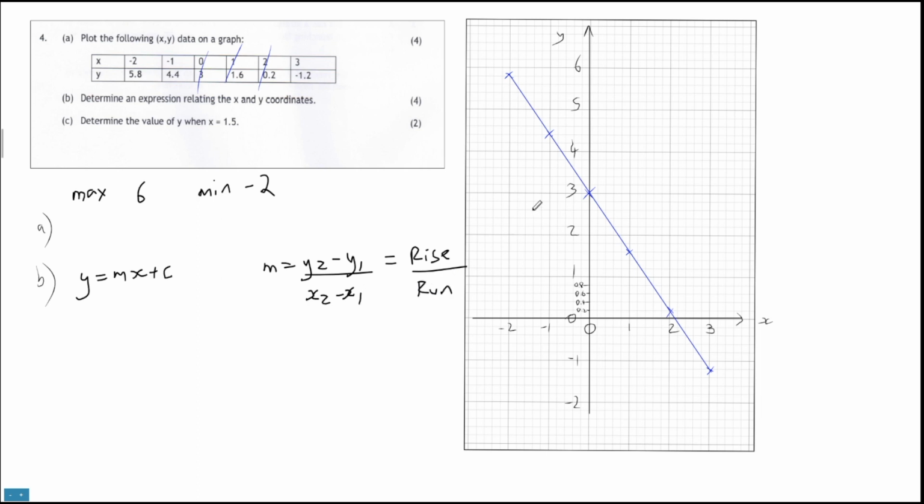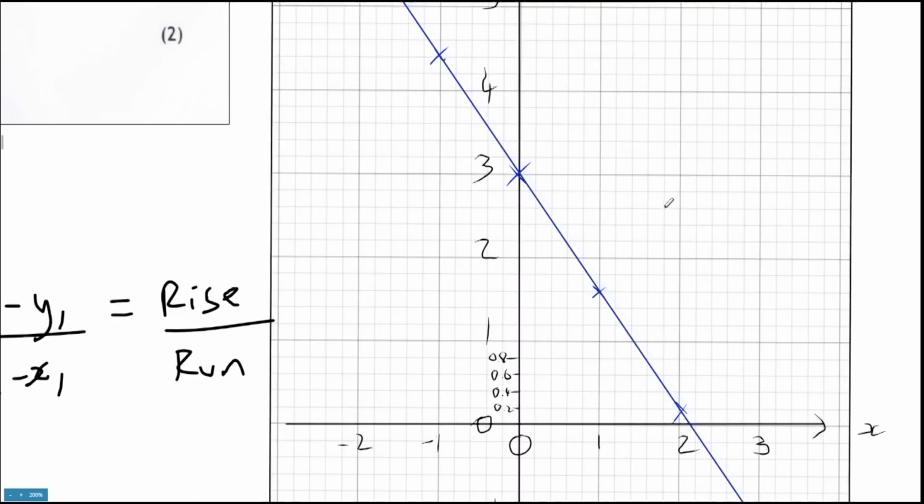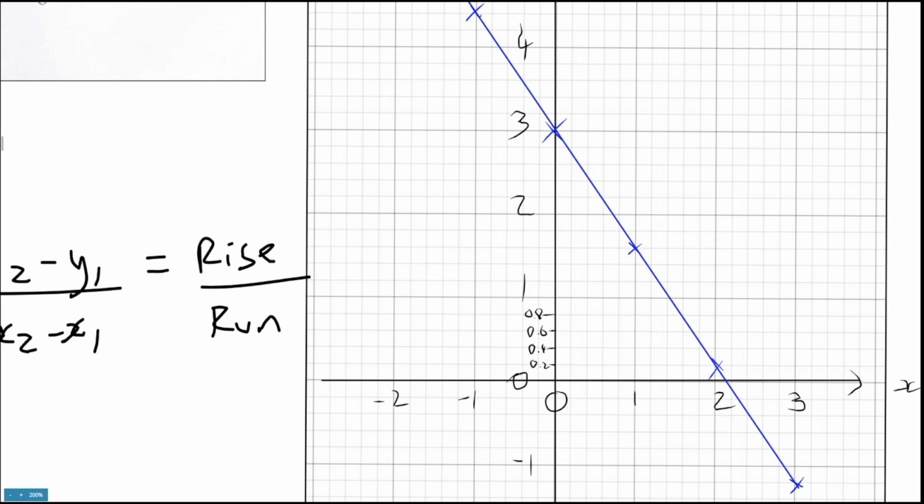And since I've got a picture of this, I can just use it. I'm going to zoom in a bit so I can see it clearer. When I talk about rise over run, this will be the rise, how much it goes up by, and this will be the run, how much it goes along by. Let me just neaten that up a little bit.